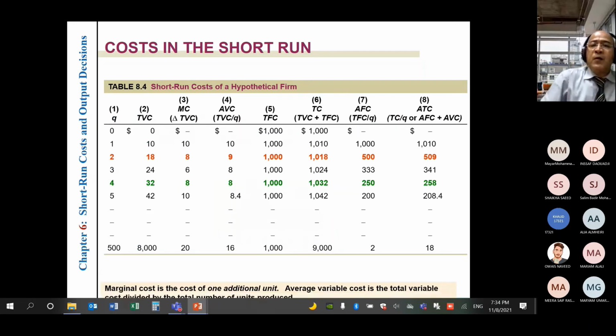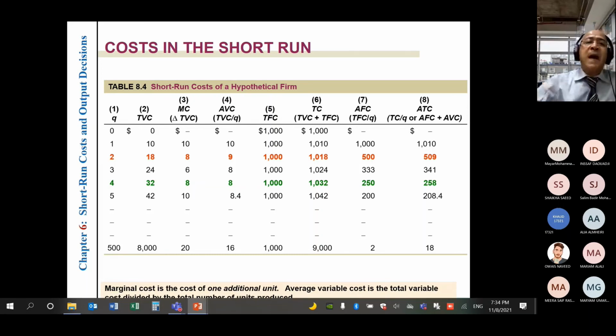Okay. Look at this table. So quantity, which is kilos of tomatoes produced by Khalid. He will start using the land from producing 0, and then 1 kilo, 2 kilos, up to 500 kilos. Total variable cost increases as output increases. He needs more hours of labor.